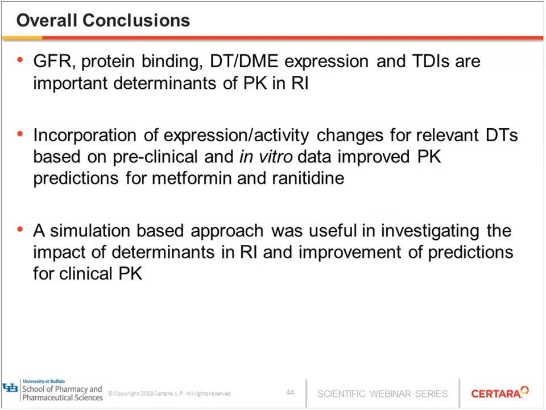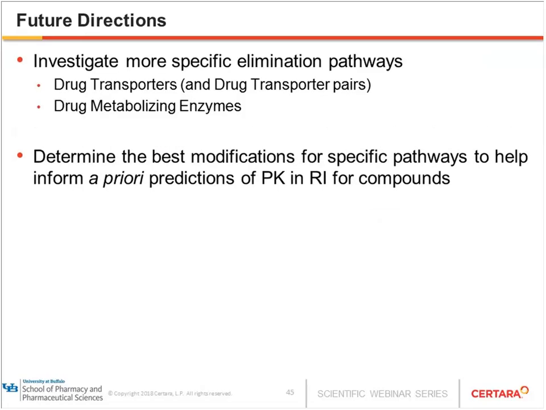For future directions for this project, we want to investigate more specific elimination pathways, so more drug transporters and drug transporter pairs like OCT2 and MATE. Also want to look more closely at drug metabolizing enzymes, and the overall goal would be to determine the best modifications for specific pathways to help inform a priori predictions of PK in RI.